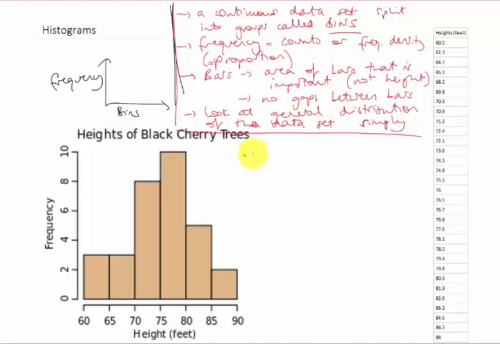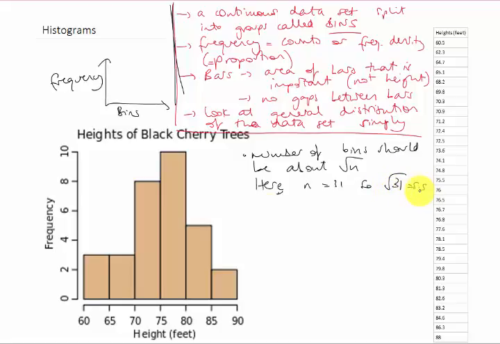A general rule is that the number of bins that we use should be roughly the square root of n. Here n is 31, and the square root of 31 is about 5.5, therefore you use 5 or 6 bins.